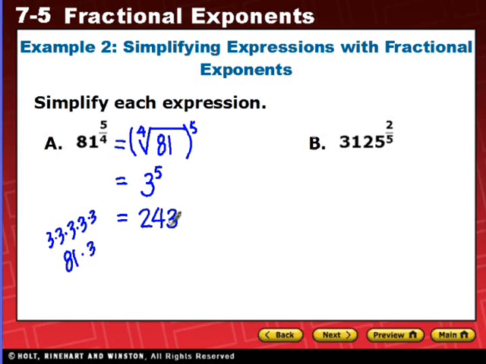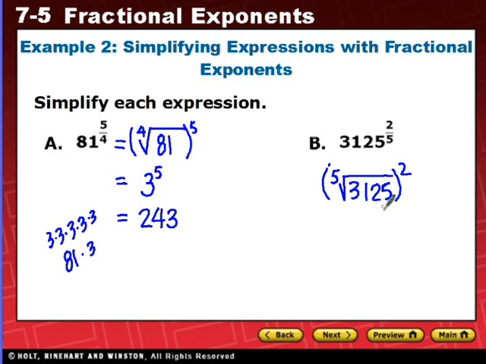Okay. Now, here's another one. 3,125 to the 2/5 power. So I could either square 3,125 first, or I could take the 5th root of 3,125 and then square my answer. If you're really not sure, you can use a calculator to figure out that 5th root. Use the root button where you're allowed to change the index. If you don't know where that is on your calculator, be sure to ask me. I'll be happy to show you.